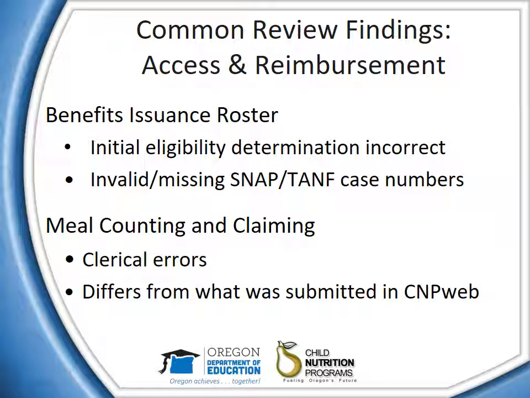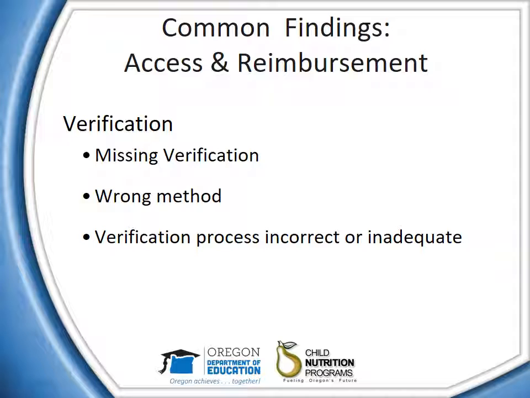Some common access and reimbursement administrative review findings for benefits issuance roster are: the sponsor's initial eligibility determination was incorrect, and invalid or missing SNAP or TANF case numbers. For meal counting and claiming, they are clerical errors and claims that differ from those submitted in CMP Web. Common findings for verification are sponsors not conducting verification at all, using the wrong verification method, especially when standard is required, or sponsors completing the verification process incorrectly and/or inadequately.